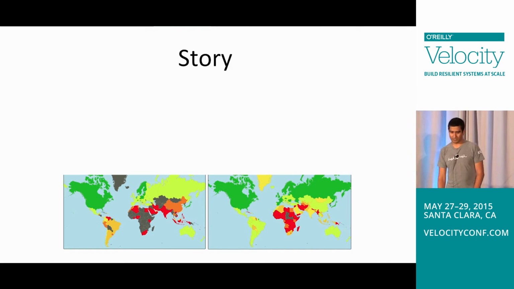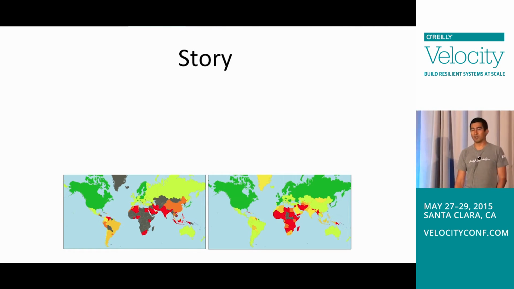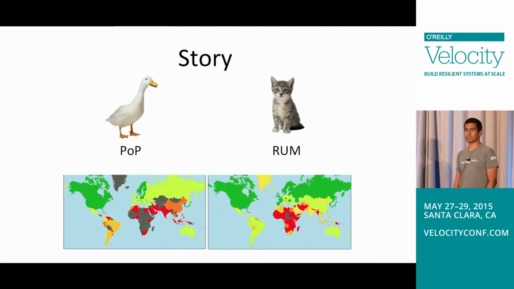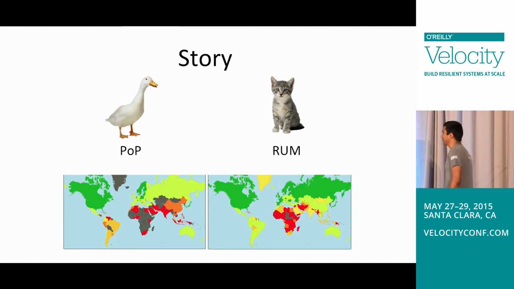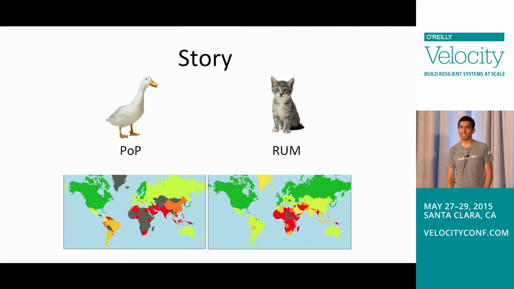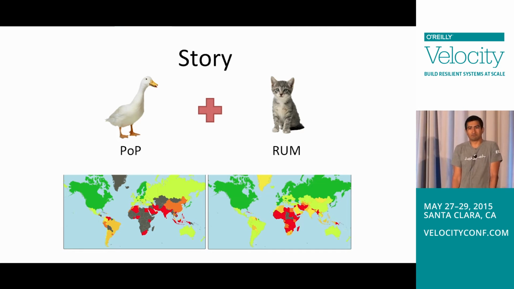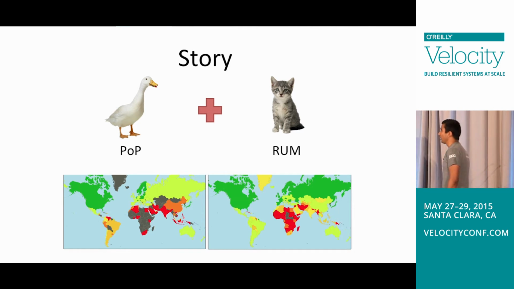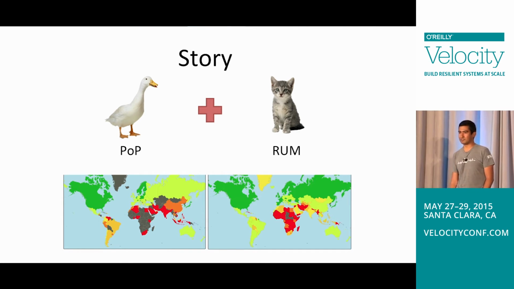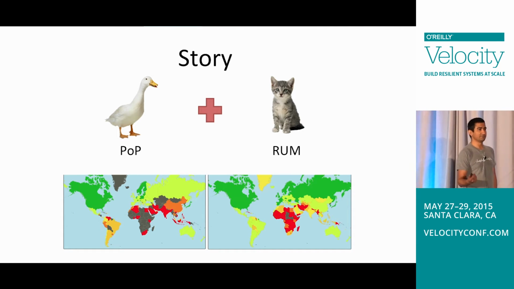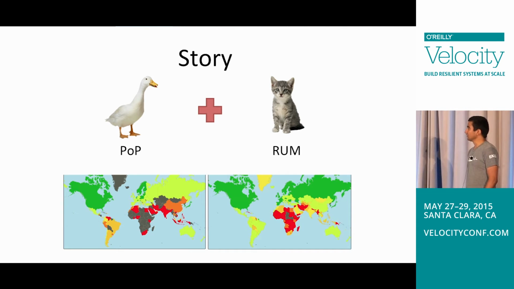So in this talk, I'm going to tell you a story. The story has two main characters, Mr. POP and Mr. RUM. Mr. POP and Mr. RUM live in their own world. They don't talk to each other a lot usually. RUM is for measurement, POP is for network optimization. Usually you don't see them together. So this is a story of how they came together and worked together to get us from the map in 2013 to the map in 2015.